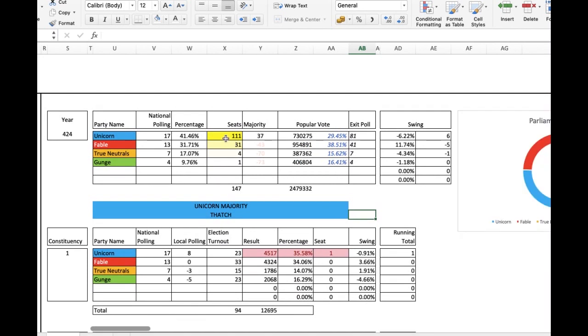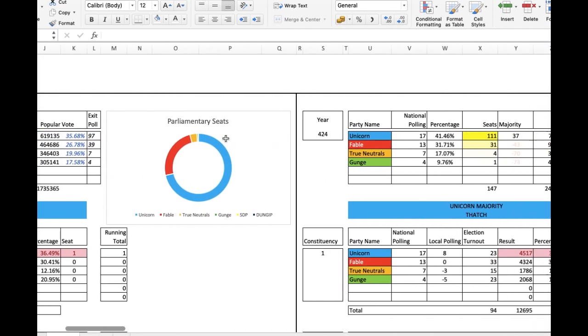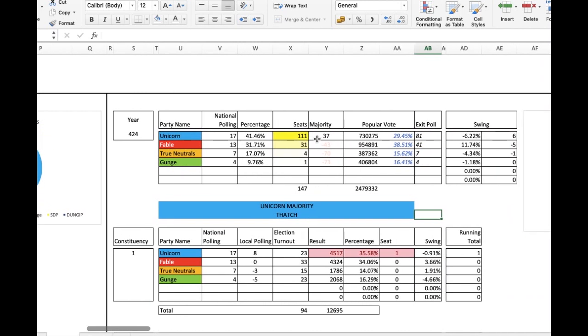And so this time the Unicorn Party actually increased its majority to a majority of 37 with 111 seats. The exit poll, incidentally, is made up of, as you'll see, if I take away all those, it gives an indication of who is most likely to win. So if I just put ones in all of those, based on national polling plus local polling, it can take a guess at who's going to get the most votes.